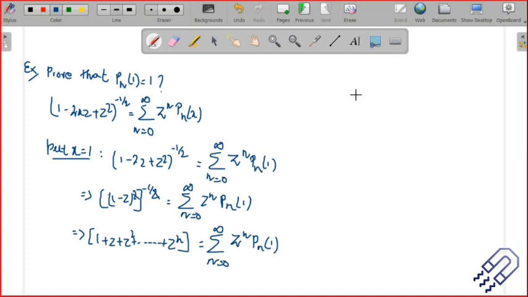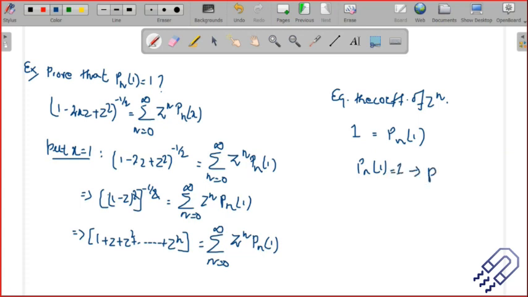So we can just equate the coefficient of z^n. So equating, please write down the entire term here, z^n. You see this side it's 1, the z^n coefficient is 1, here on this side this is P_n(1), right? Proved. So that's how you prove this result. Hardly a 2 marks question, not a descriptive question. Okay, so this is important.